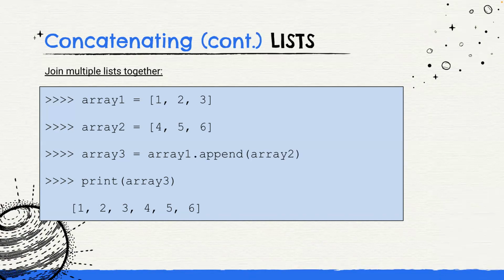Okay, another way of joining lists together, very similar to what we just did. Instead, you can use .append. So in this case, I'm taking my entire first list and I'm appending my entire second list. So instead of just adding one value, now you can add a ton of values if you have multiple items in that list. Okay.